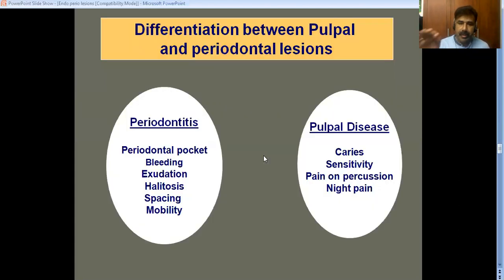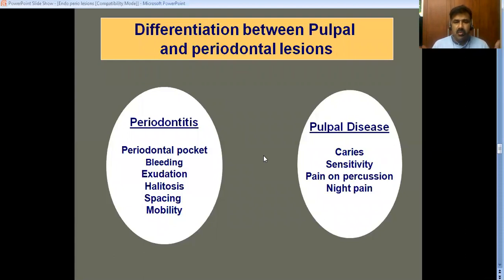Okay. Now, how will you differentiate pulpal and periodontal lesions? As I said in the beginning, probably the patient came with swelling and you immediately went and did a root canal treatment. Now, what is the guideline based on which you diagnose a pulpal and a periodontal lesion? There are certain clinical features that are characteristic of a pulpal lesion, and certain features that are characteristic of a periodontal lesion.